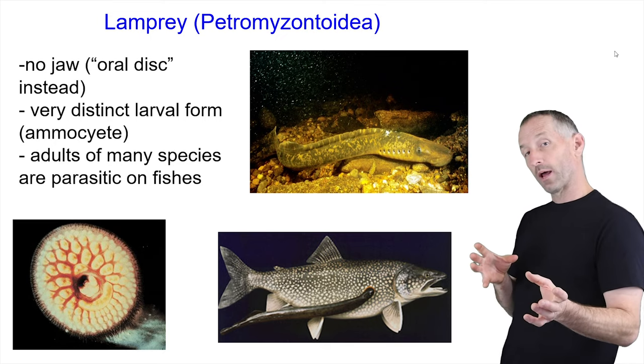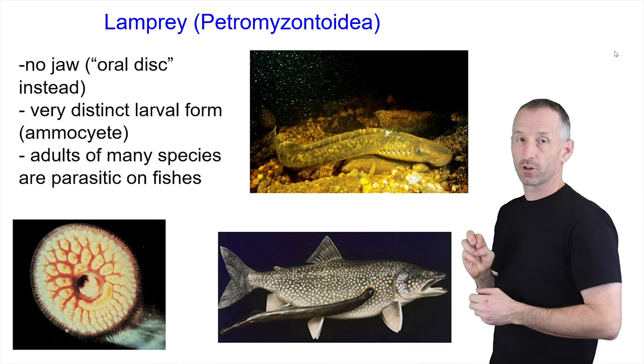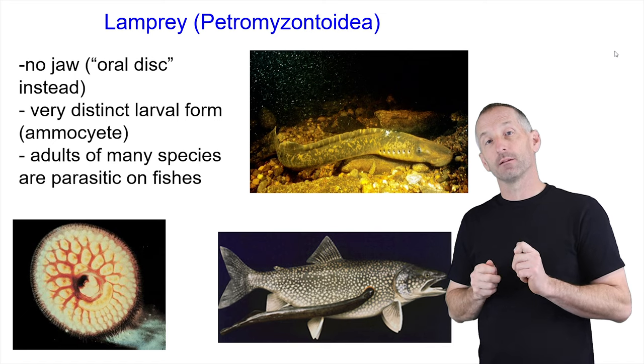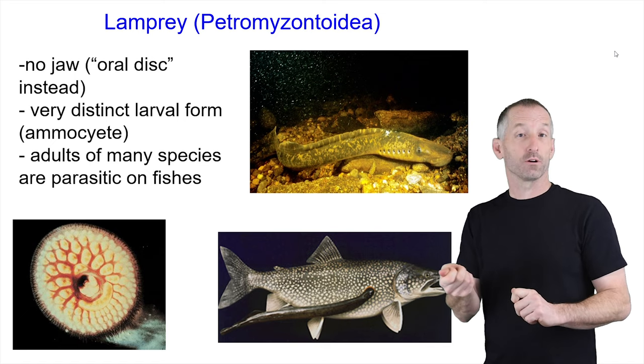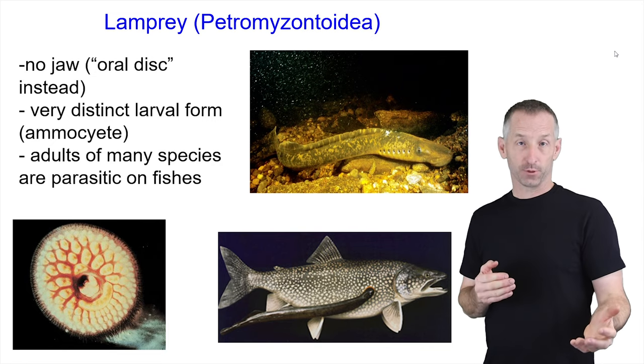Now, they also don't have a jaw, but they have an oral disc that has these rasping structures on the inside. And the key thing that I mentioned in the introductory material from my cabin was that they have a distinct larval form that's called an ammocoete.